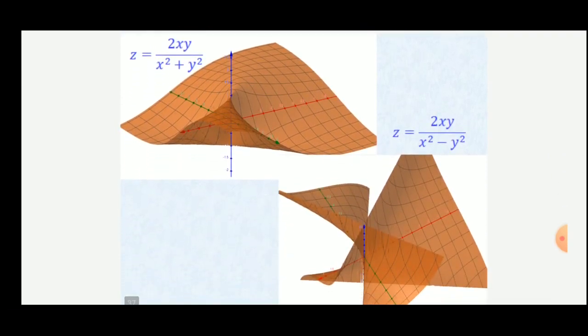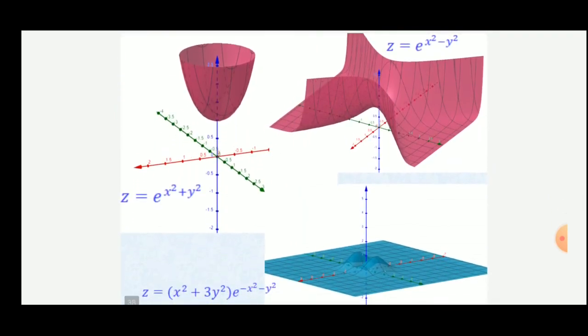The next ones are 2xy upon x square plus y square and 2xy upon x square minus y square. In the first graph, the function will not be defined only at the origin, because at the origin x square plus y square will be 0. Elsewhere the function is well defined. We are getting output everywhere except the origin, so we will have the graph everywhere else except the origin. So the domain will be R2 minus the origin. The next one is 2xy upon x square minus y square. In this case, the function will not be defined if the denominator is 0, that means along y equal to x and along y equal to minus x.